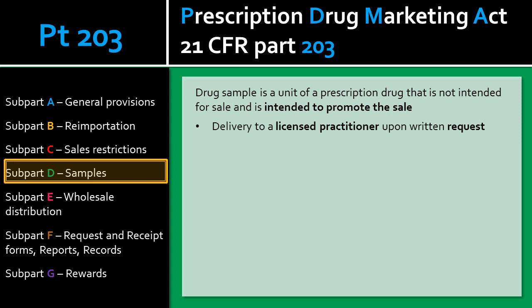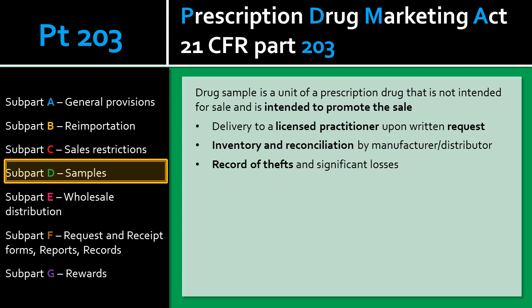Samples of a drug can be delivered to a licensed practitioner either by mail or common carrier, or by a representative or detailer. In any case, the practitioner needs to submit a written request for a drug sample. This is done on forms provided by the manufacturer or distributor. Inventory and reconciliation of drug samples is the responsibility of manufacturers or authorized distributors. Thefts and significant losses have to be recorded also.